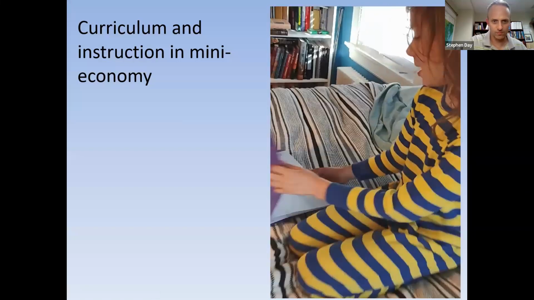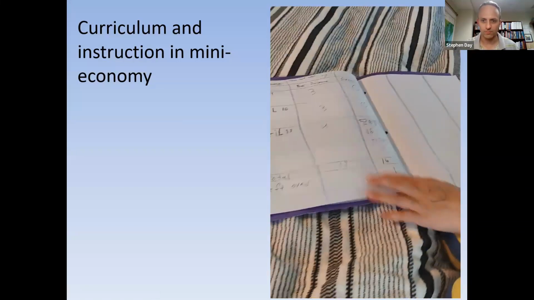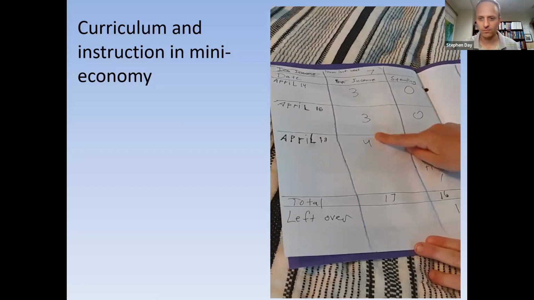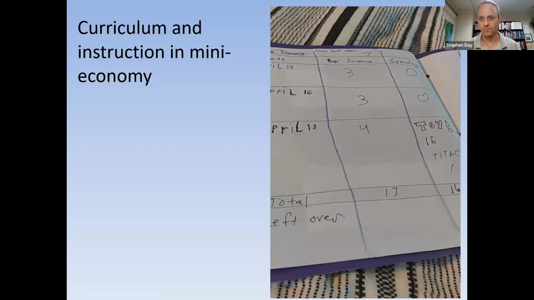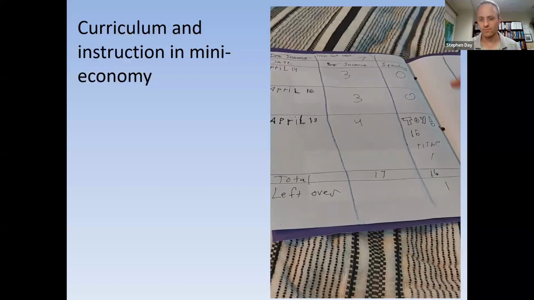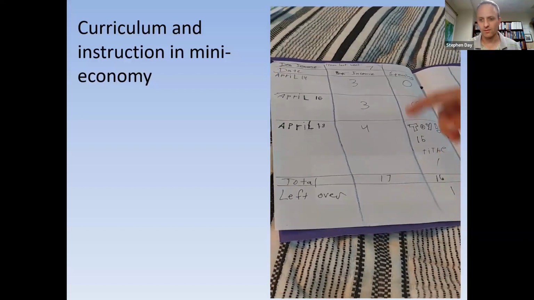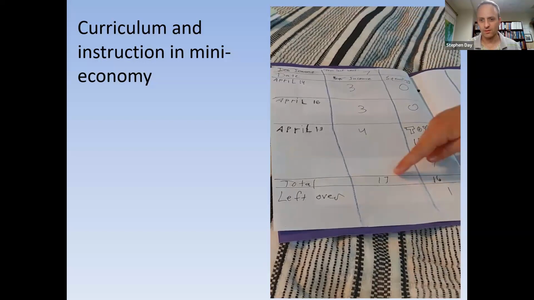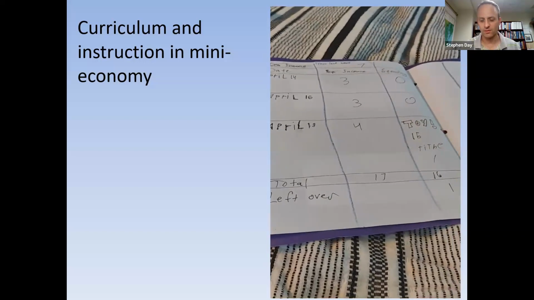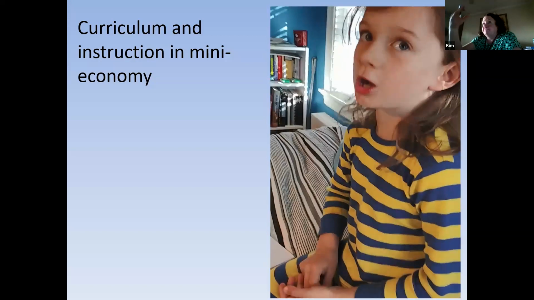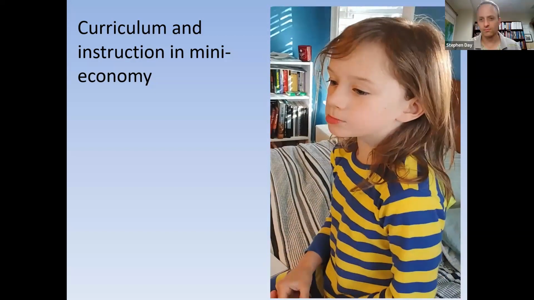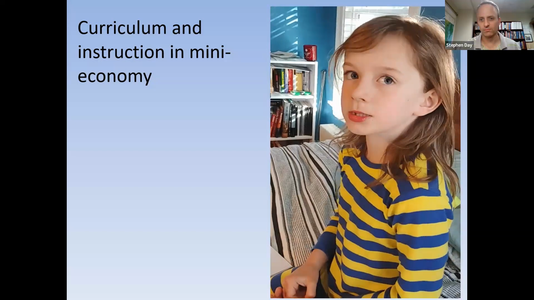This is my money book. This is my income. This is what I made. This is what I spent. And when I added them up, I got 17, and then I subtracted 16 from 17. I had $1 left. I lost my $1, but I'm happy, but still.